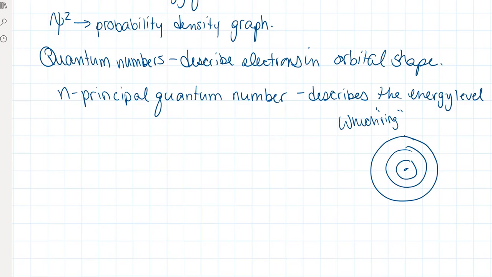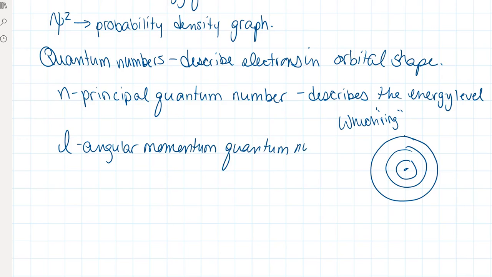From there, there are a couple other quantum numbers that are set up. There's the quantum number L, which is the angular momentum quantum number. You may also hear this called the azimuthal quantum number, depending on which text you're reading. And there's one more, called m sub L, which is the magnetic quantum number.